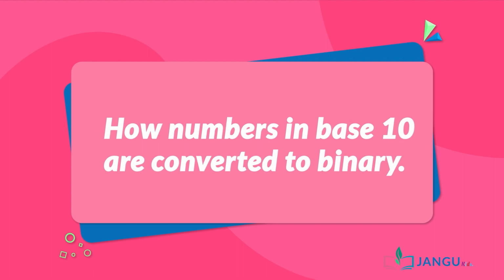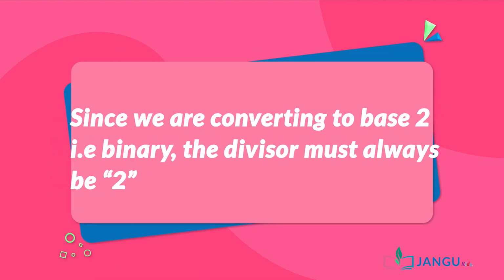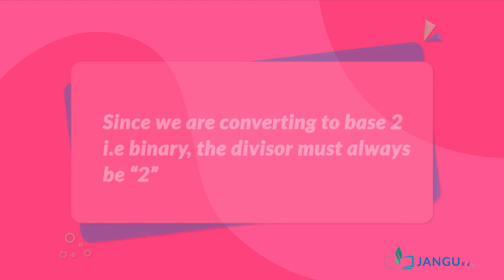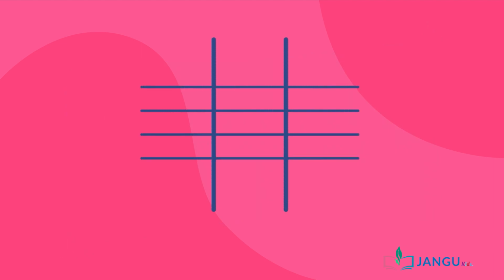There are many methods for achieving this, but for the purpose of this lesson, we shall use the ladder method of long division. Please note, since we are converting to base 2, that is, binary, the divisor must always be 2. Alright then, let's get started by converting the number 5 in base 10 to binary.